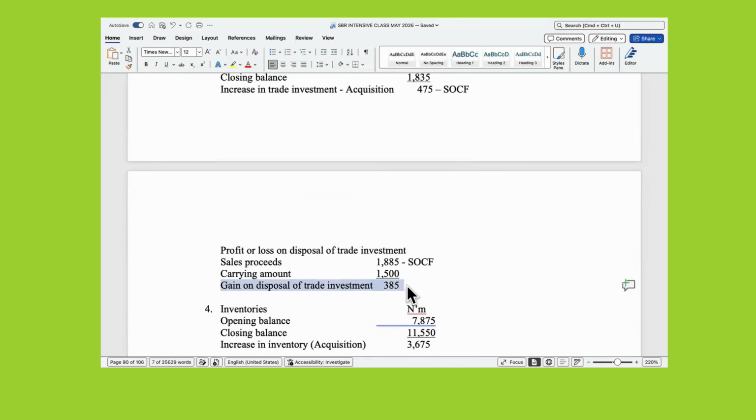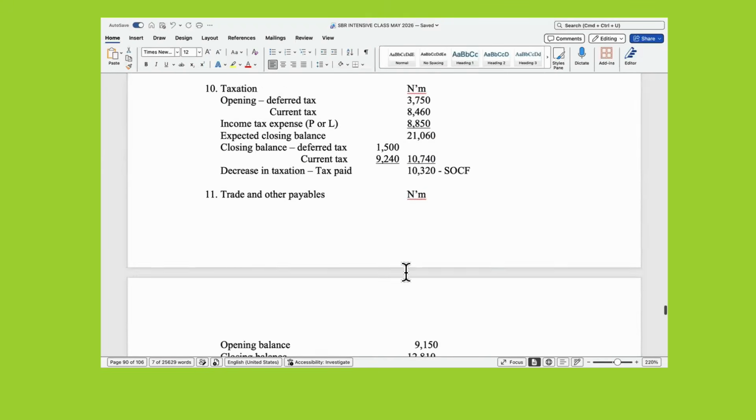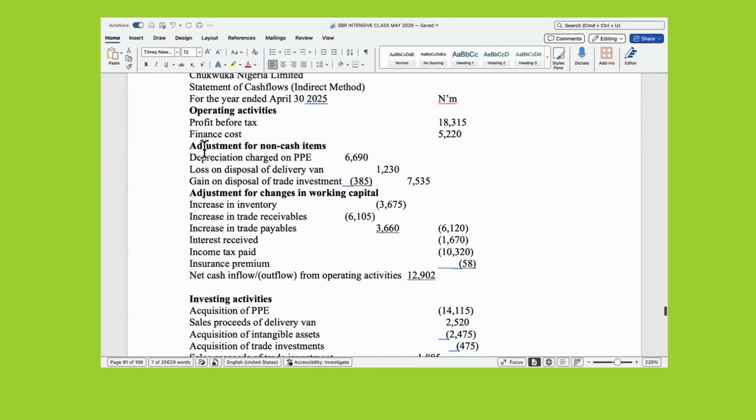They are all non-cash. All these ones, we need to eliminate them because they cannot be considered when determining our cash profit or cash from operations. So we need to reverse all of those. And that's what we call adjustment for non-cash items.